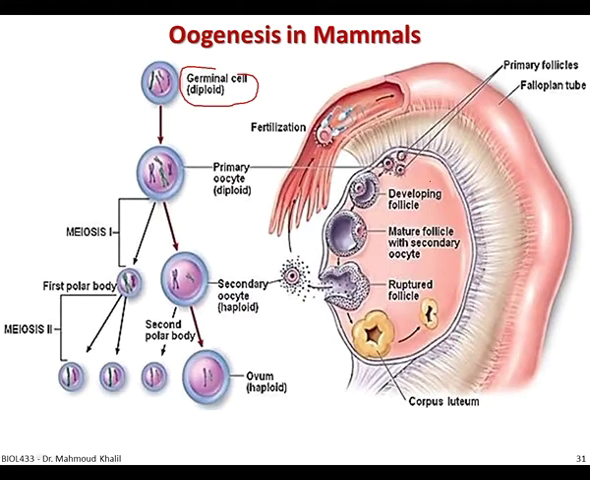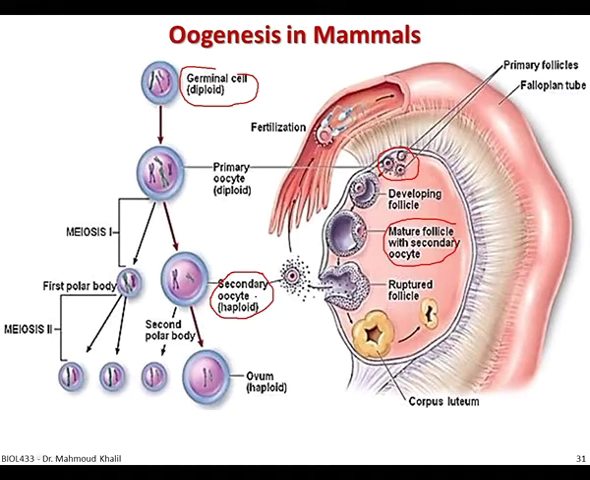These germinal cells form the primary follicle, and you can see the location of this primary follicle, and in that stage, the cell is diploid. Once there is an increase in the size of the developing follicle, soon after that, it will form a mature follicle with a secondary oocyte, and you can see the secondary oocyte.